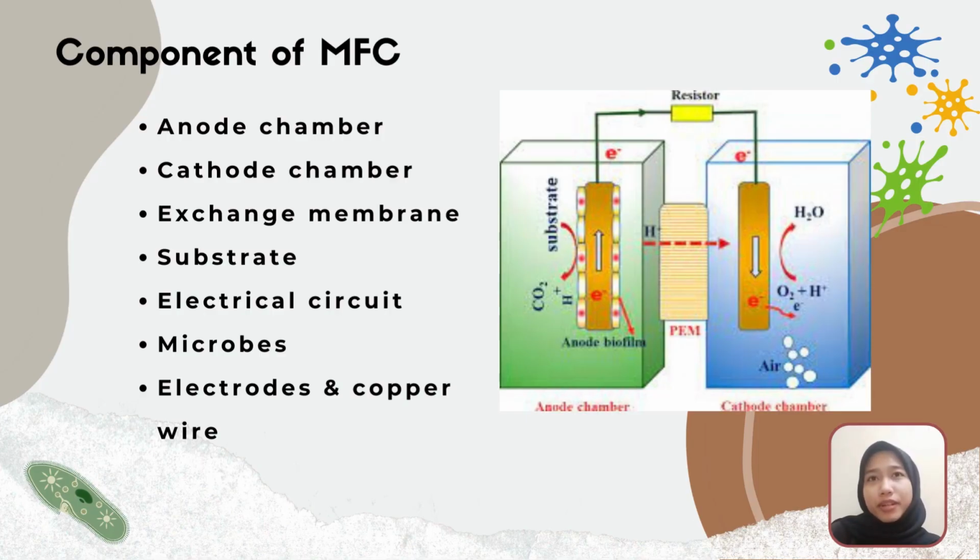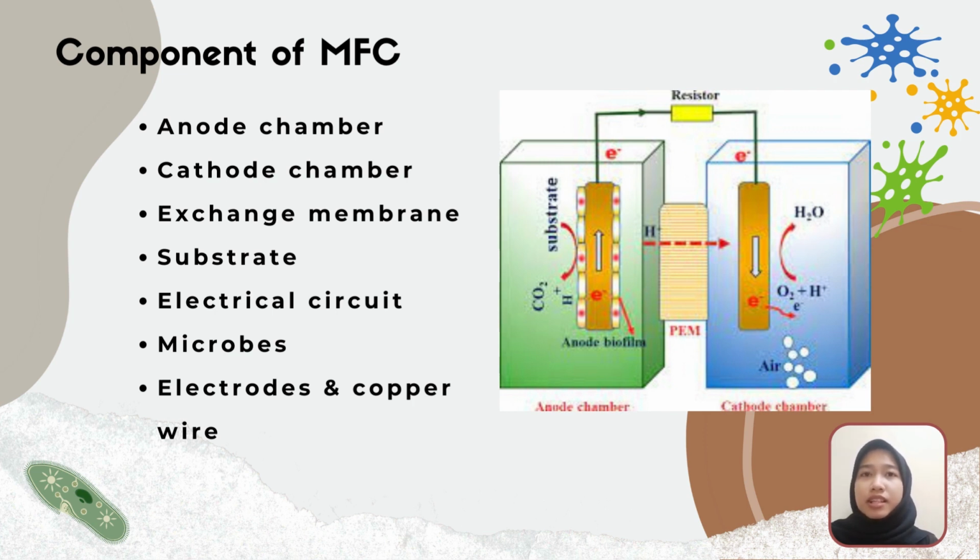There are several components of microbial fuel cell, which are anode chamber, cathode chamber, exchange membrane, substrate, electrical circuit, microbes, electrodes, and copper wire. Anode chamber is a biocompatible and conductive component that is chemically stable with the substrates, made up of a plate or mesh made of stainless steel and graphite. There is bacterial presence in this chamber that functions to convert the substrate into water, carbon dioxide, and energy. In the cathode chamber, platinum is used as the catalyst to recombine protons and electrons and reduce oxygen to water.